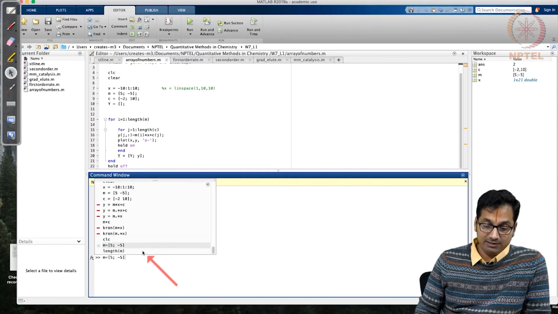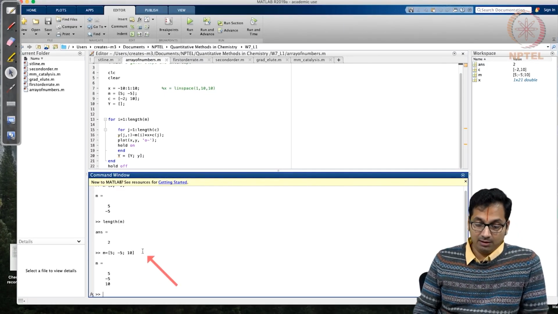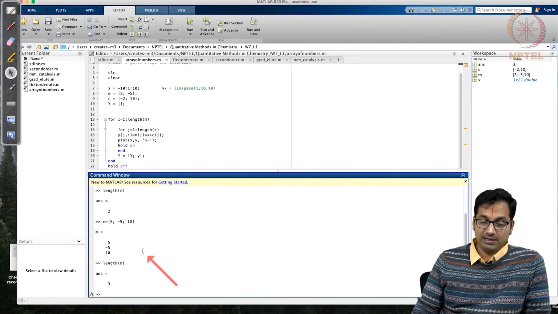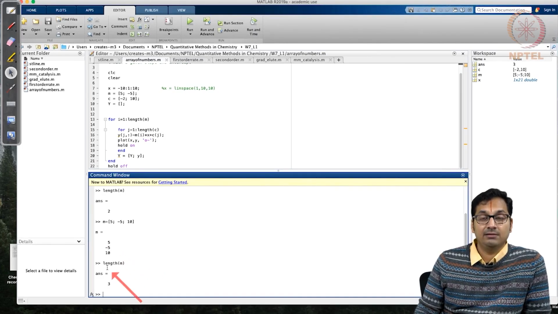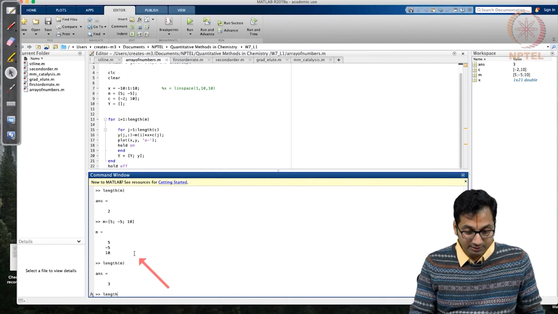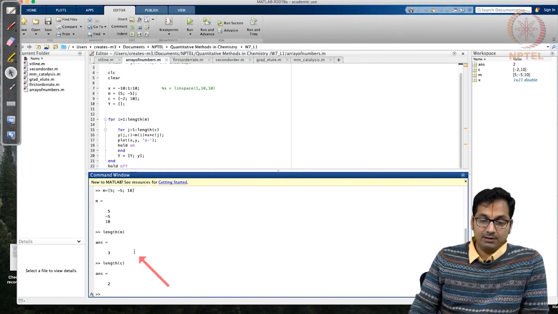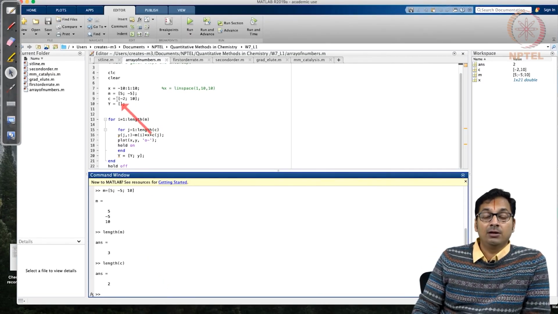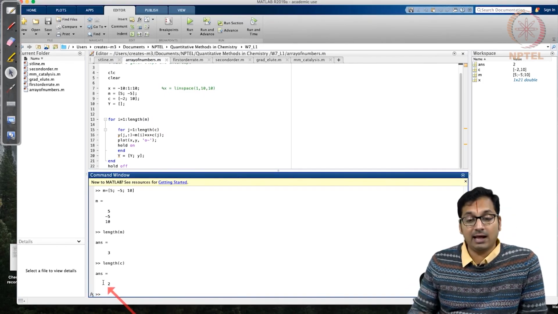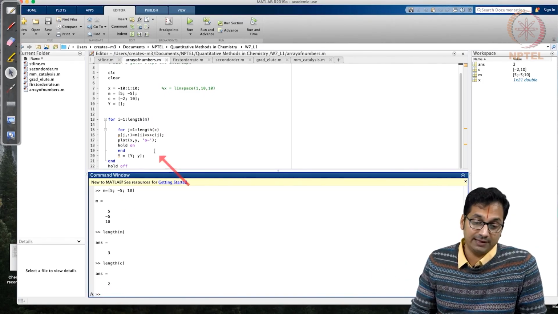For instance, let us say we define m with 3 variables, and if you say length of m, it is going to find what the length is. So similar can be done for length of c. We defined a 1 by 2 matrix, so it is saying the length is 2, meaning that it takes the larger of 1 and 2 and says 2 is the length.